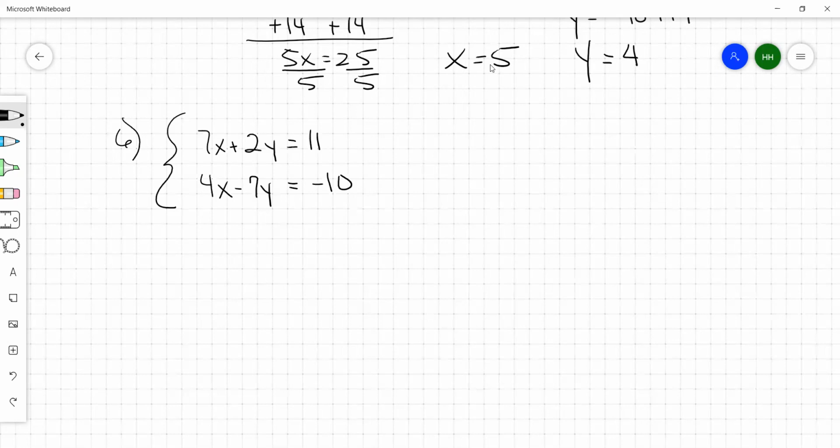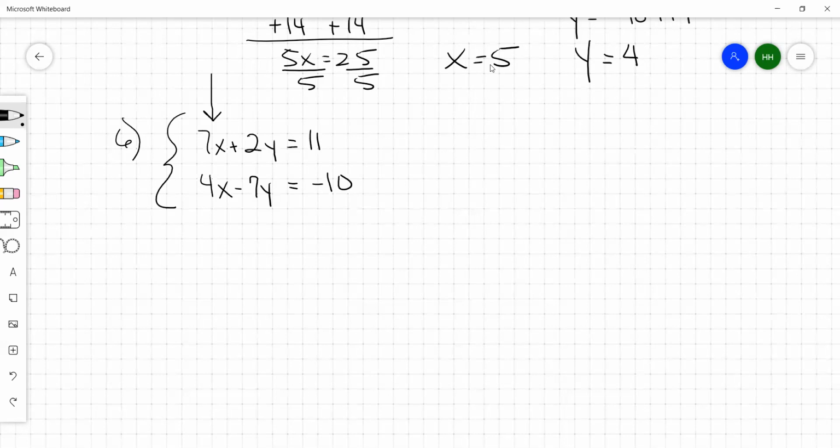When you glance through here for elimination, you've got a 7x and a 4x, and you can't just multiply one of them by something, can you? And then you've got a 2y and a 7y, and you can't just multiply one of those by something. When that happens, pick a variable. All right, so I'm going to pick x. When I pick x to eliminate, here's what we do.